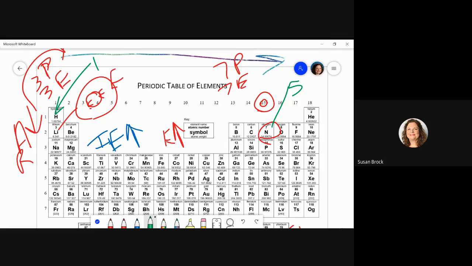Okay, so 2 things that affect Coulomb's law: more distance, less force, and more charges, more attraction. Okay, I'm going to end this, and then you can ask me questions.